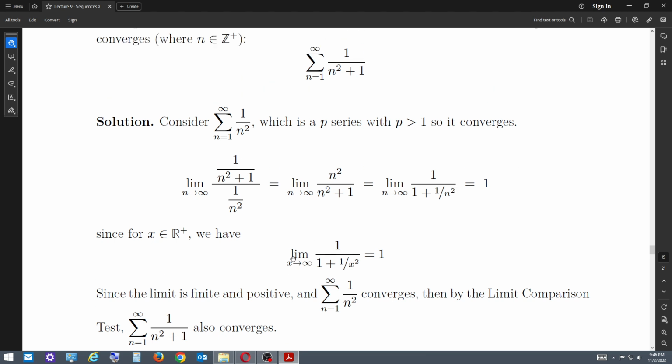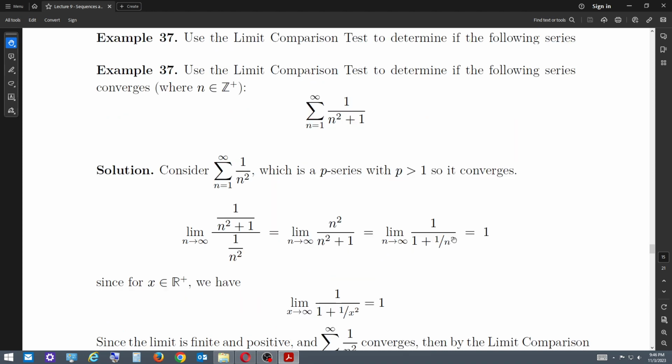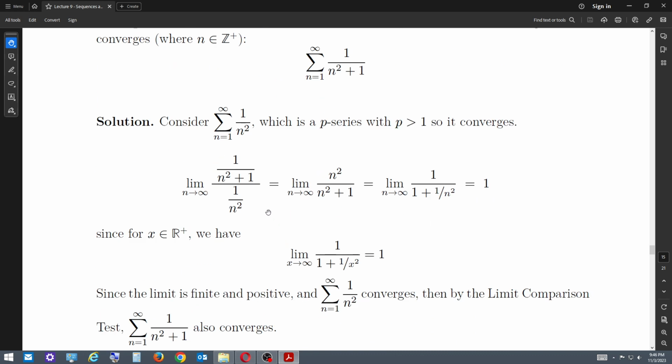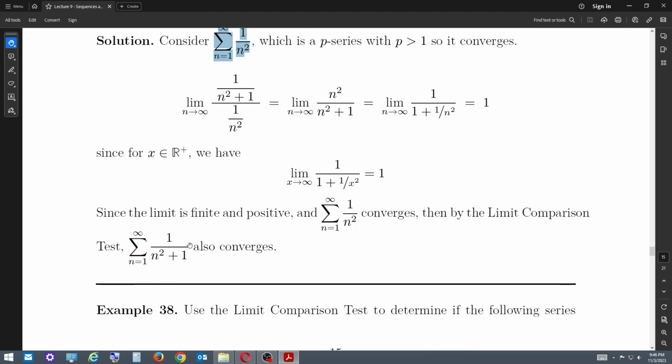All right, so now the limit of an over bn works out to be 1, and therefore from the quotient test, the limit is 1, that is between 0 and infinity. So both series must converge or both series must diverge. The sum of 1 over n squared converges. That's the series we are using. And since this one converges, this one must also converge.